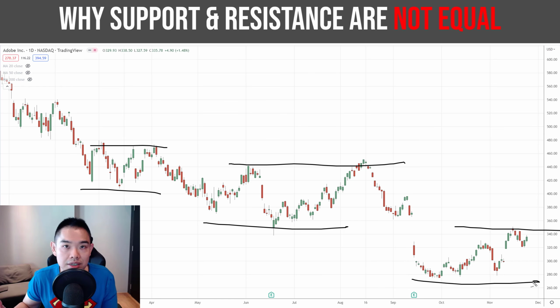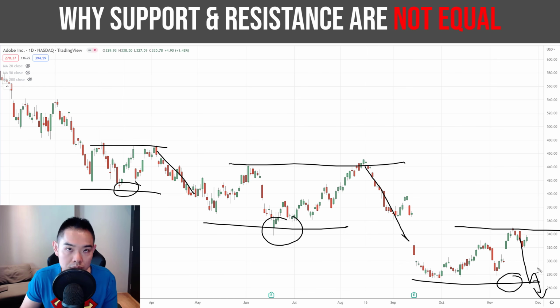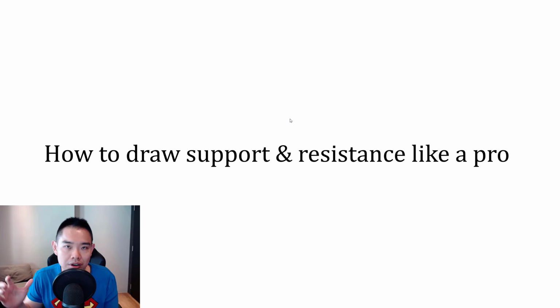And the answer is this. Resistance is more powerful in a downtrend, right? If you look at support, support is broken. Price then breaks down lower, breaks support. And if you ask me, if the trend continues down lower, this area of support is likely to get broken as well. So when the market is in a downtrend, resistance is more powerful, it's stronger. So understand this concept. So now the question is, how do you actually draw support and resistance correctly?